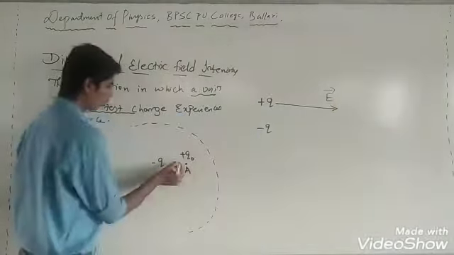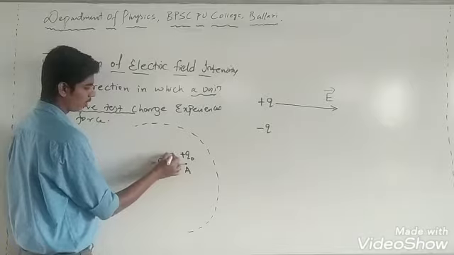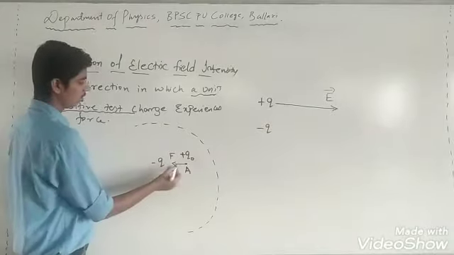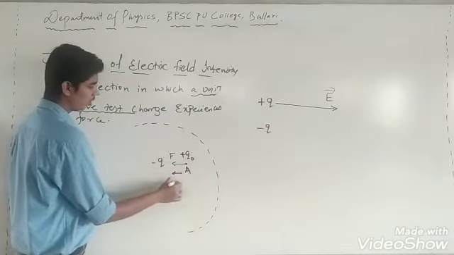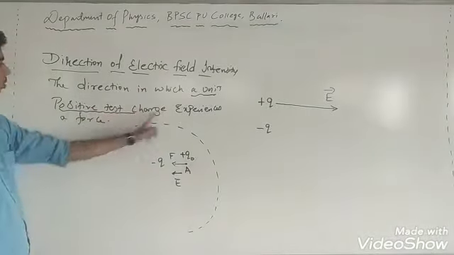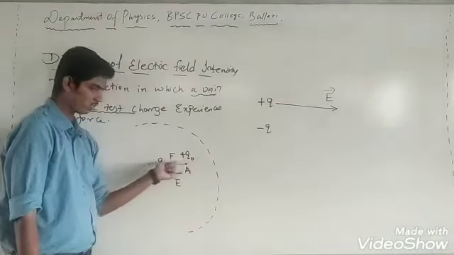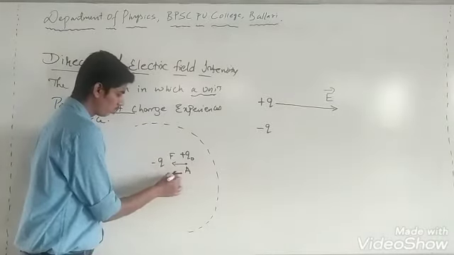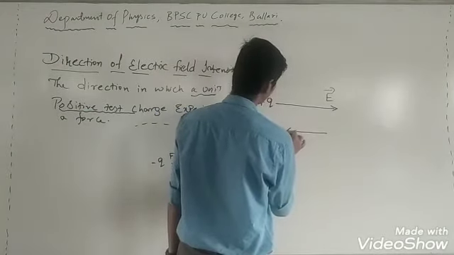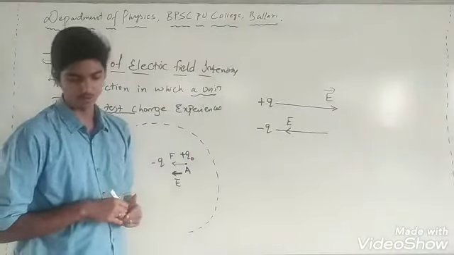Now look at the force on this test charge. Since the source charge is negative, this test charge will experience a force of attraction. So the force is towards the source charge. As a result, the electric field will also be towards the source charge. The direction of electric field intensity is the direction in which a unit positive test charge experiences a force. Here the test charge is experiencing force towards the source charge, so the electric field must also be towards the source charge. So due to a negative source charge, electric field is always towards the source charge. This is regarding the direction of electric field intensity.